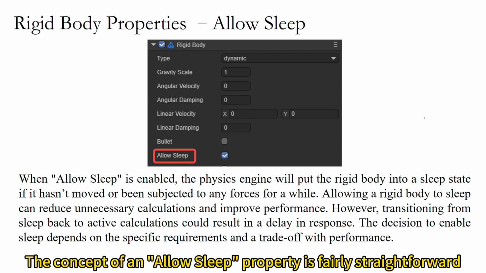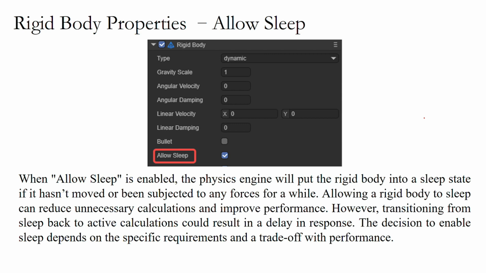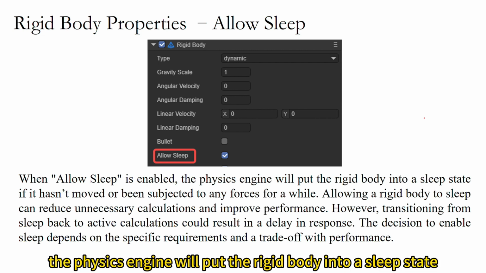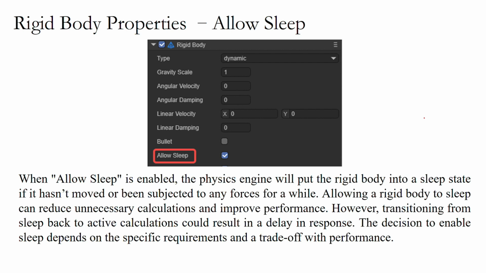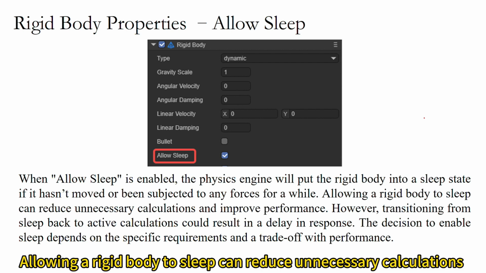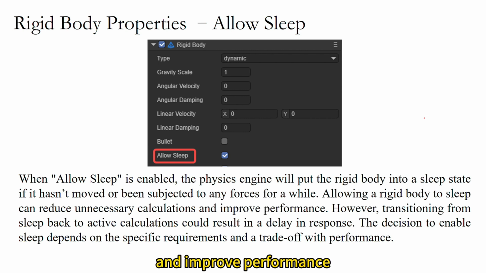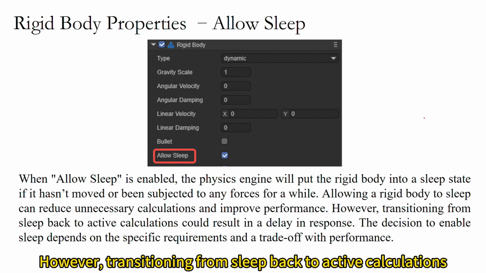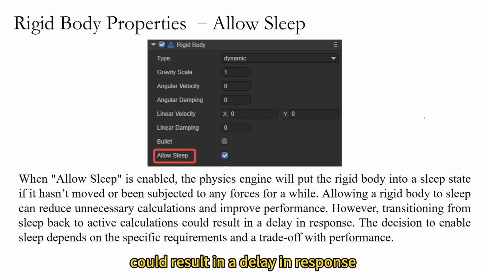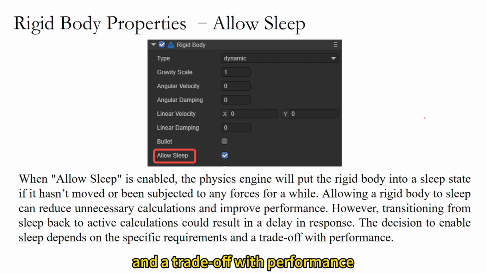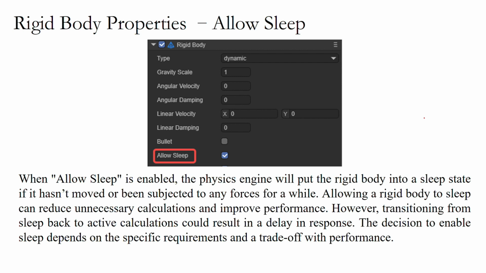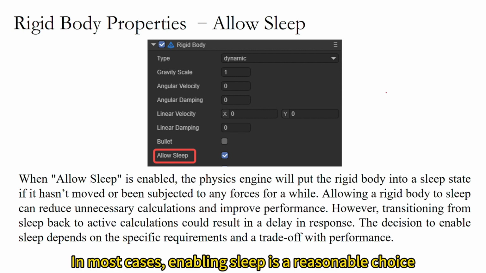The concept of an allow sleep property is fairly straightforward. When allow sleep is enabled, the physics engine will put the rigid body into a sleep state if it hasn't moved or been subjected to any forces for a while. Allowing a rigid body to sleep can reduce unnecessary calculations and improve performance. However, transitioning from sleep back to active calculations could result in a delay in response. The decision to enable sleep depends on the specific requirements and a trade-off with performance. In most cases, enabling sleep is a reasonable choice.